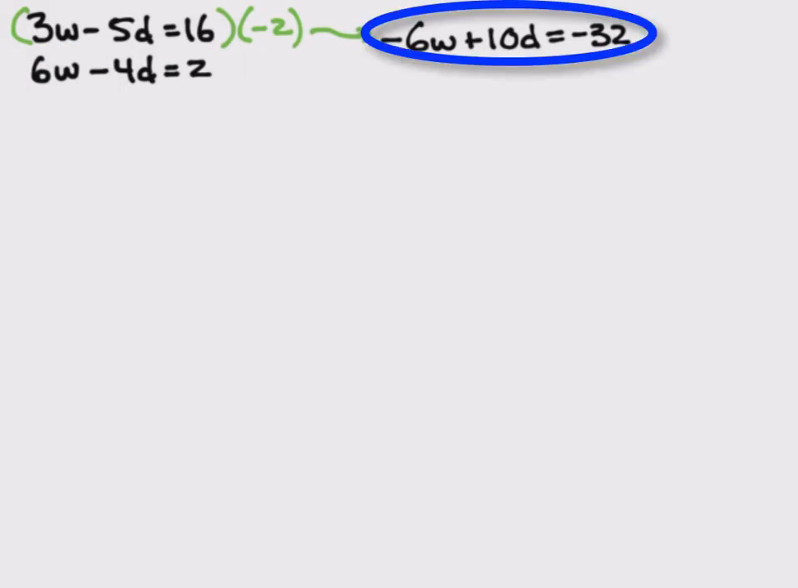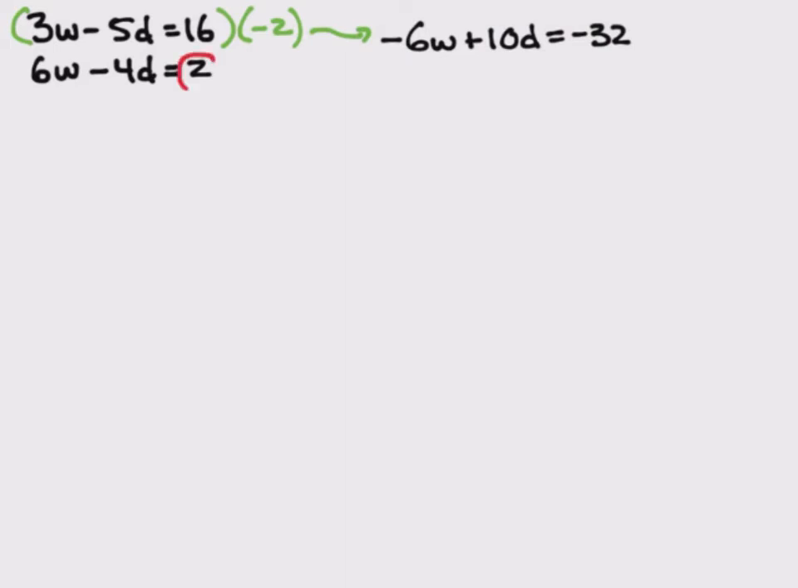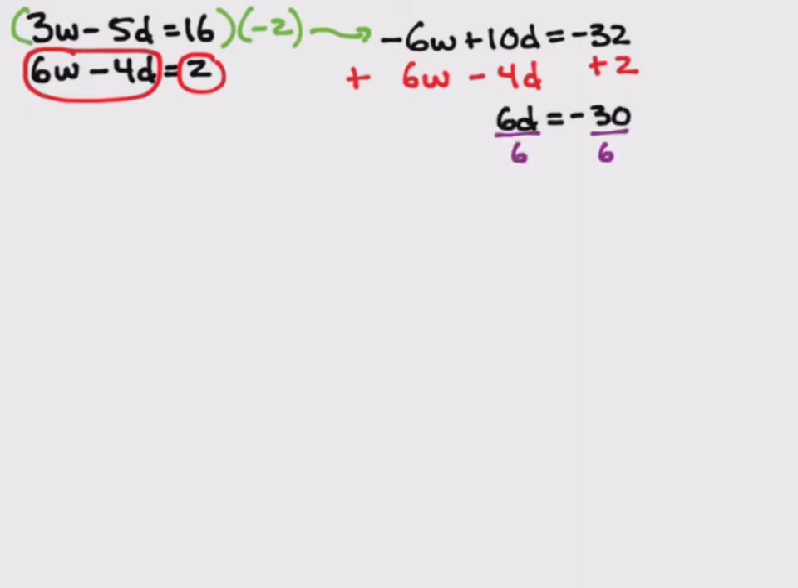Let's take this first equation, negative 6w plus 10d equals negative 32, and let's add 2 to both sides of it. On the right-hand side, let's actually add the number 2. On the left-hand side, let's add something that's absolutely equal to 2, namely 6w minus 4d. And so we find that if there's a solution to this system of equations, the d coordinate has to be negative 5. And now we're ready to just substitute that value in for d in any of our equations and find the value of w.